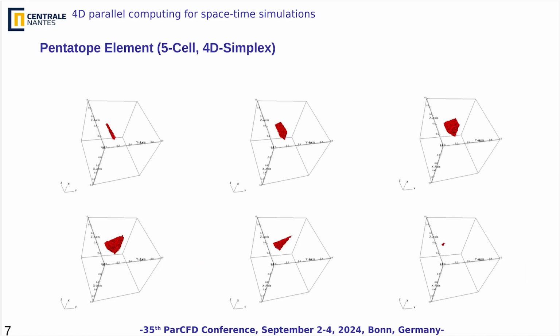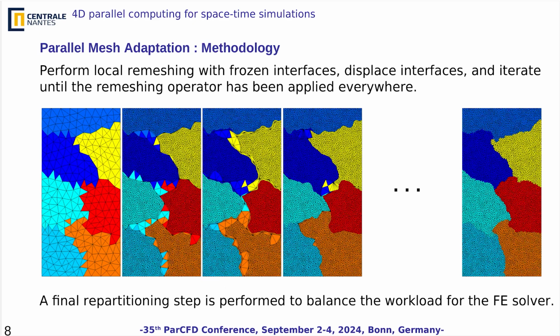So now moving to parallel mesh adaptation, the strategy we have developed for quite a long time is to do local remeshing with frozen interface. Like here, the initial mesh, we just remesh inside the domain and keep the interface unchanged to get a conforming mesh. Then we move the interface inside the domain like this, for example, here, and we reapply the local remeshing and so on until we have a good quality mesh at the end. So at the end, a final repartitioning step is done to load balance the work for the finite element solver.